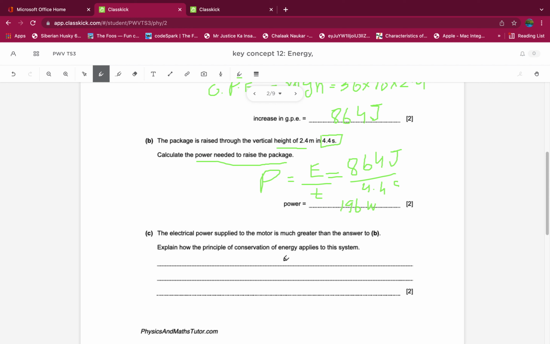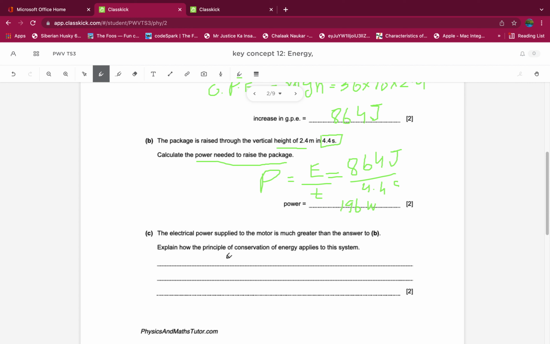So we can say that according to the law of conservation of energy, the initial supplied energy should be equal to the final energy. But the problem is that some energy is dissipated into the surroundings, due to an increase in internal energy. More thermal energy is wasted because of the belt, motor, and surroundings. So the principle of conservation of energy is applicable here.